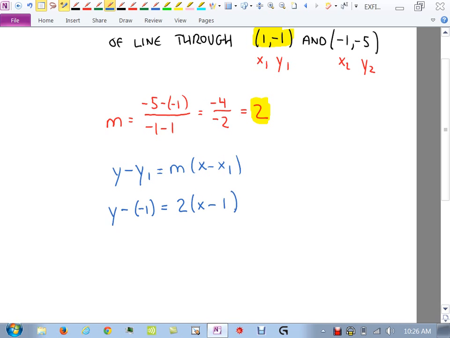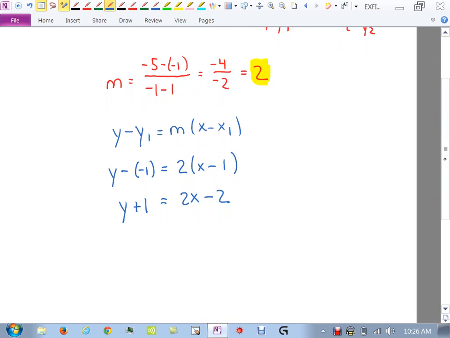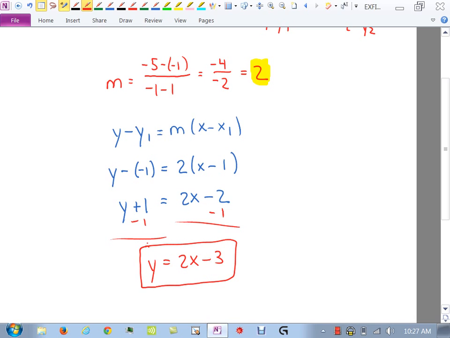Do you see where everything comes from there? That's y plus 1 equals 2x minus 2. I'm distributing the 2 through the right side and changing the minus negative 1 on the left side to plus 1. Last thing to do, subtract 1 on both sides, and you get y equals 2x minus 3. That's it.